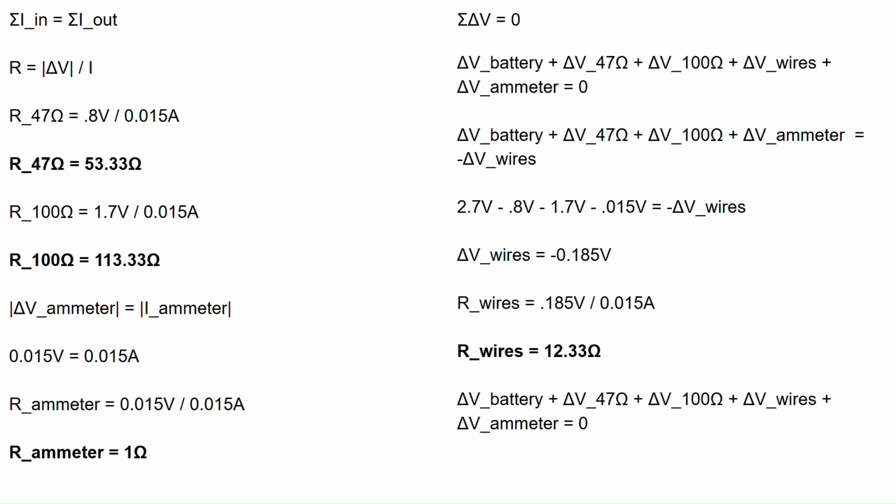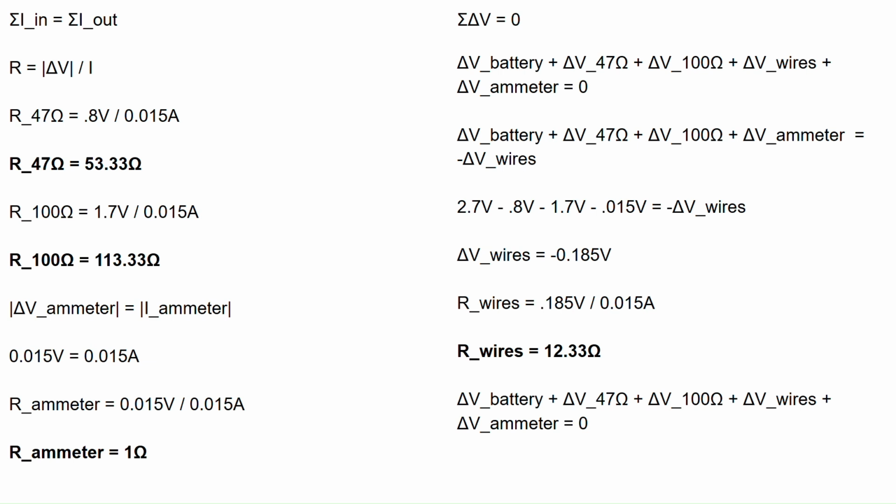And then we used the fact that there is a 1-to-1 ratio of the potential difference of the multimeter and the current flowing through the multimeter to apply Ohm's law and calculate that the multimeter has a resistance of 1 ohm. And then we used Kirchhoff's loop rule to sum up what the potential difference of the wires must be, because we know what the potential difference of every other component of the circuit is.